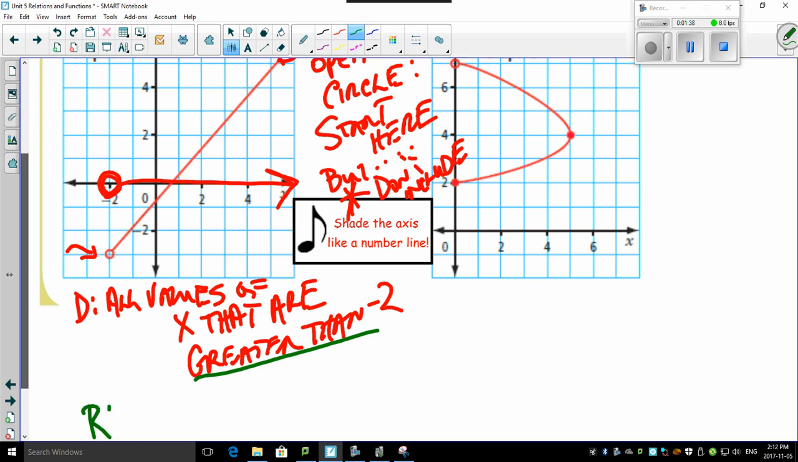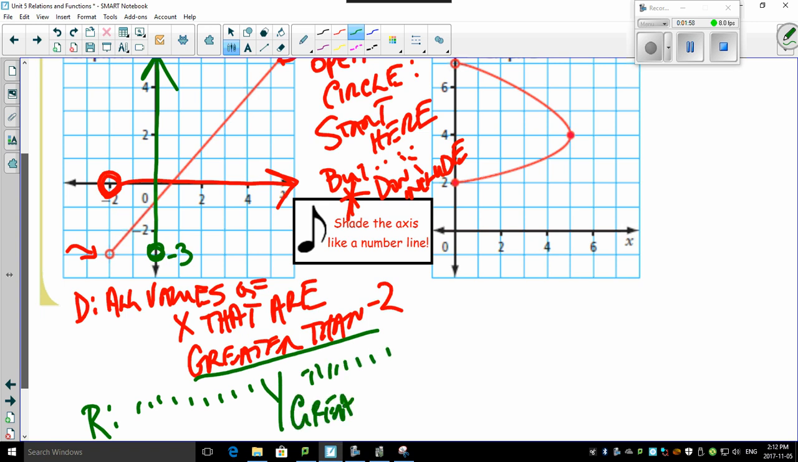Well, look at the range. Again, the range starts here and goes forever upwards. What is here? Here is -3. So you can say the same thing: all values of y that are greater than -3. And again, greater than does not mean including that. So now we've got the words down. That's easy.